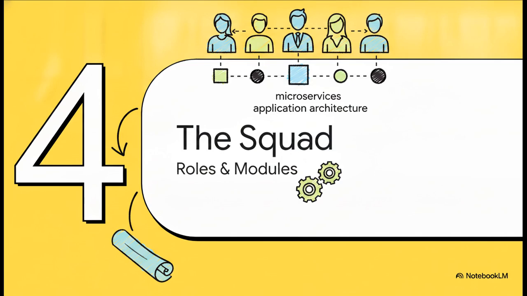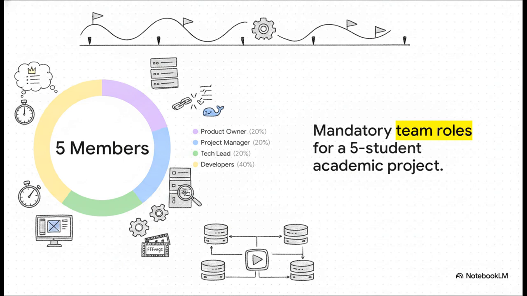Okay, step 4, the squad. Let's break down your roles and modules. You have the architecture figured out, but pulling off a complex microservices application like this requires a perfectly structured squad. Your project README has to explicitly document these mandatory roles. You need one product owner to define the vision, one project manager to track the timeline and clear roadblocks, one technical lead who completely owns the Docker architecture, and 2 developers who are going to focus heavily on the front-end UI, the back-end logic, and writing those tricky FFmpeg scripts.